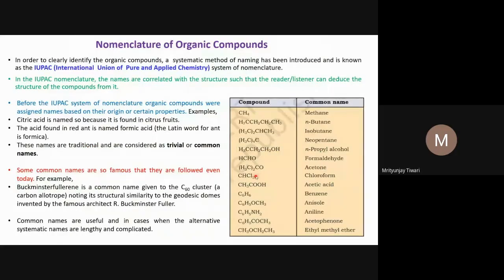Then chloroform, CHCl3, is chloroform. You should remember CHCl3, one hydrogen and Cl3, then it is chloroform. And the acetic acid I have already explained.